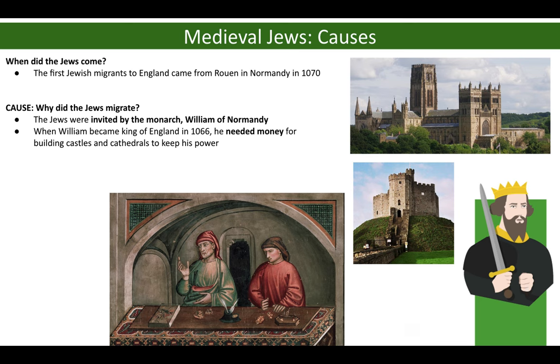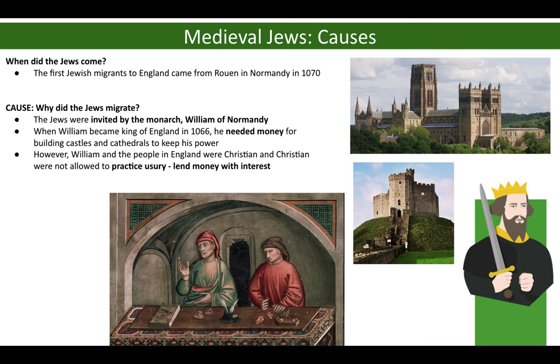But he cannot borrow money from Christians because Christians are not allowed to practice usury, lending money with interest, because it says in the Bible they cannot do that. Jewish people are allowed to practice usury, so William invited them to essentially lend him the money he needed to be king.